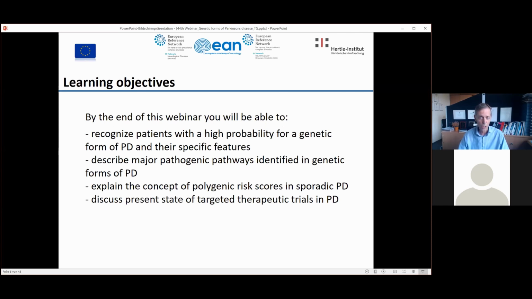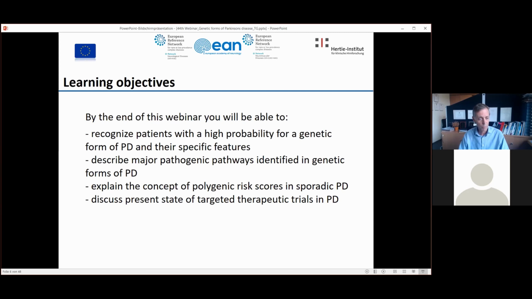So the learning objectives will be that you should be, at the end of the webinar, able to recognize patients with a high probability for a genetic form of Parkinson's disease. There's no way that you can really predict, and I can't either anyway, but there are some specific features that point to the involvement of specific genes and pathways.